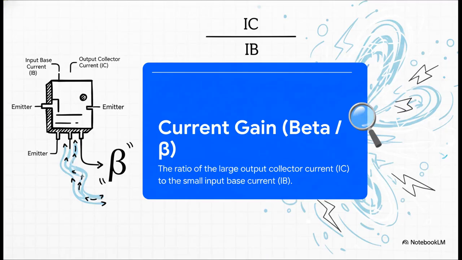And this amplifying power actually has a name. It's called beta. It's really just a simple ratio that tells you how many times bigger the output current is compared to the input current you started with. So if a transistor has a beta of, say, 100, it means for every one little bit of current you put into the base, you get 100 bits of current out of the collector.